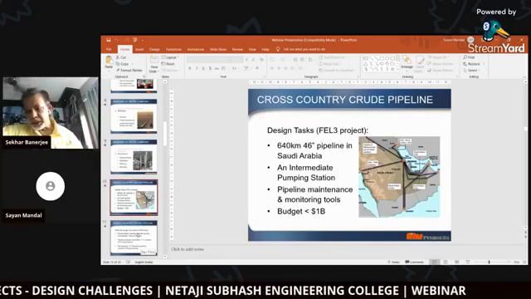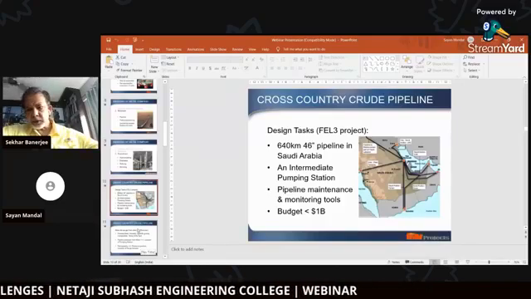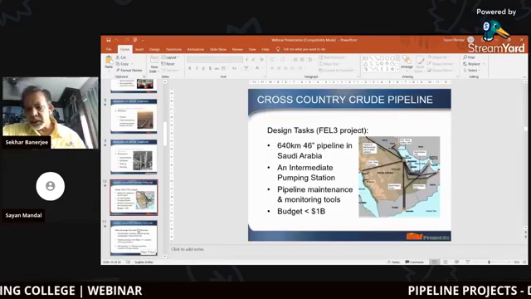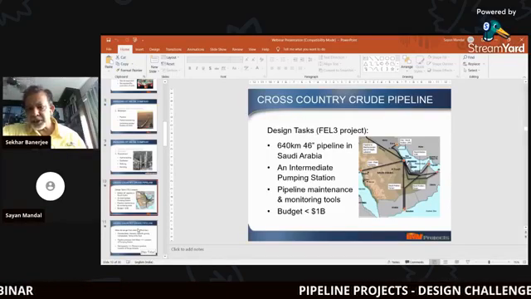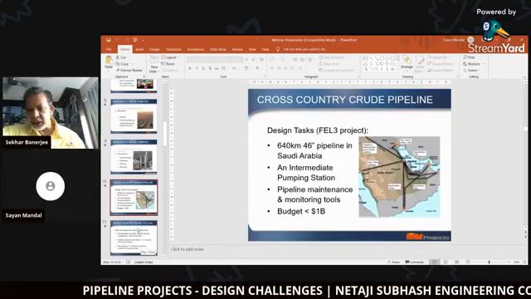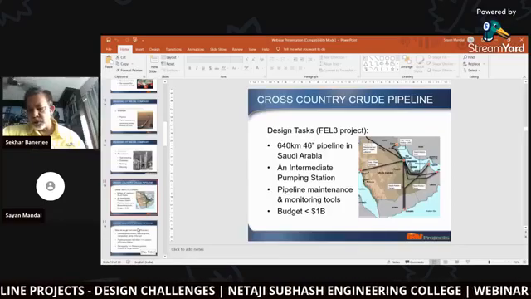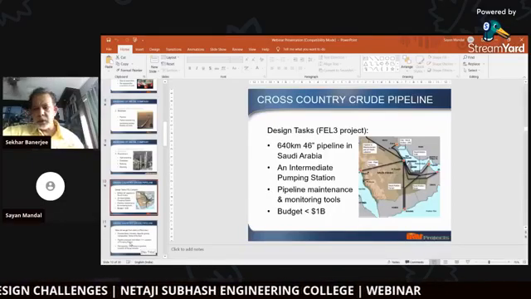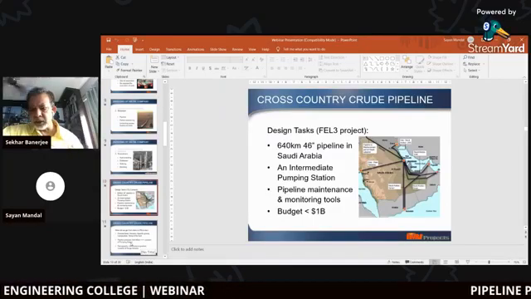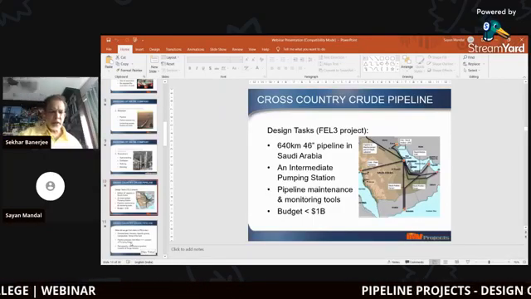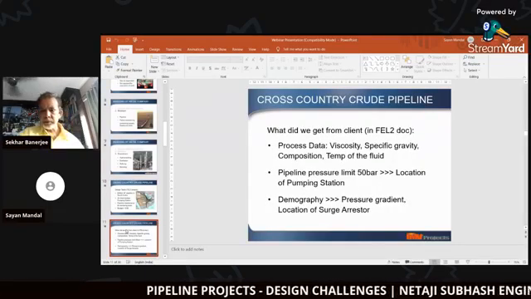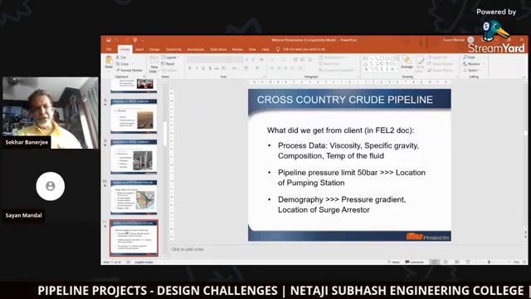And that pipeline was a FEED 3 type project. There, for the pipeline, they said that they needed an intermediate pumping station, and they wanted us to design the maintenance and monitoring tools. The total budget was a little less than 1 billion, basically 900-something million dollars. Next slide, please.